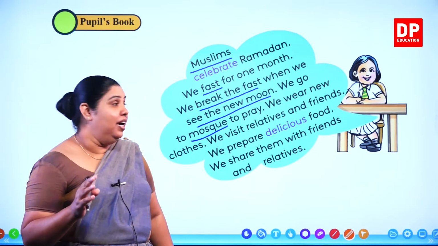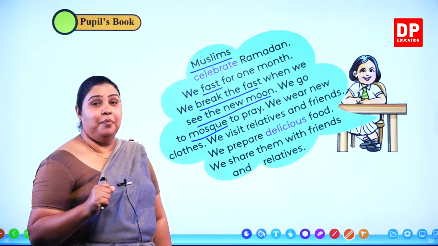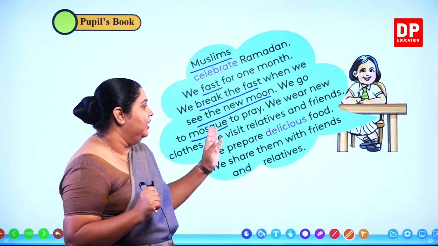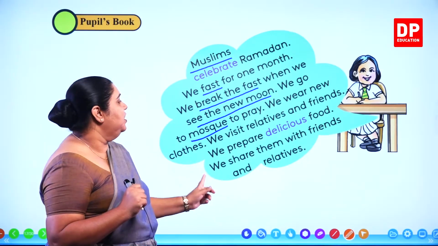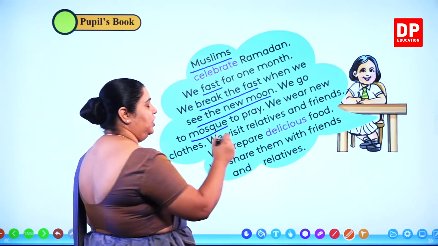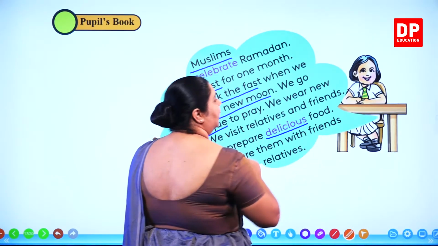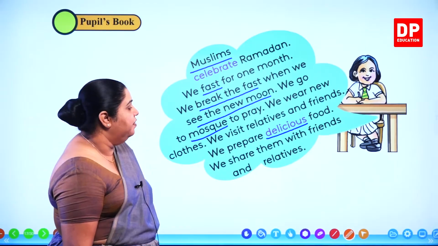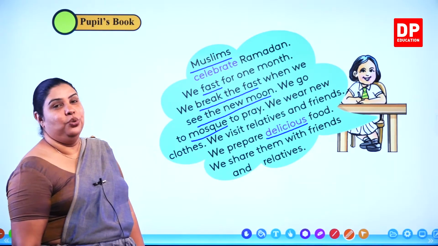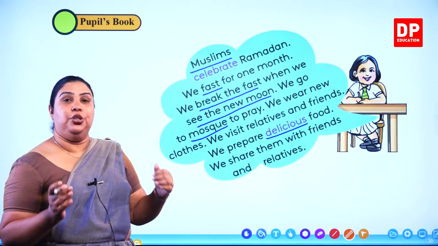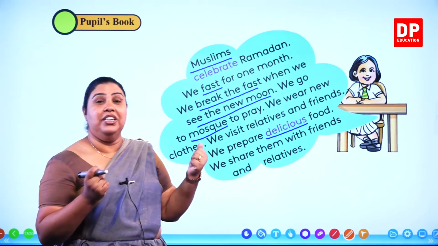We prepare delicious food. For Ramadan we prepare delicious food. We share them with friends and relatives. You make delicious food. Then we share them with our friends and relations. So there are special dishes that you make for Thai Pongal. You make the Pongal rice.